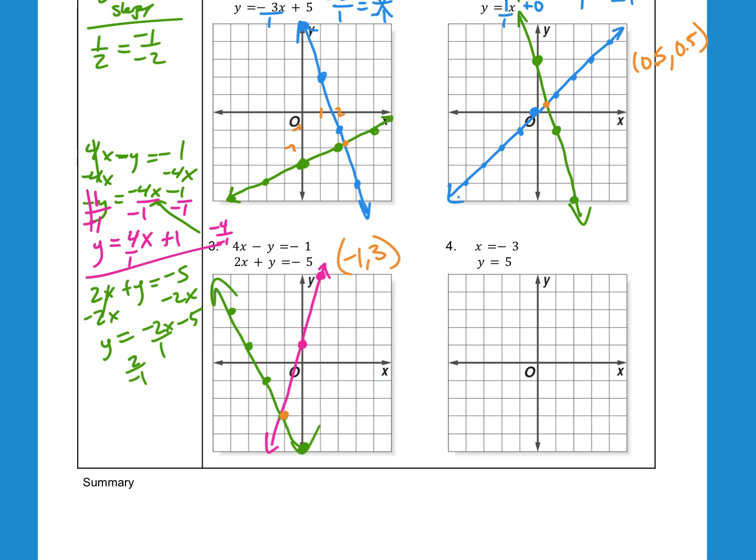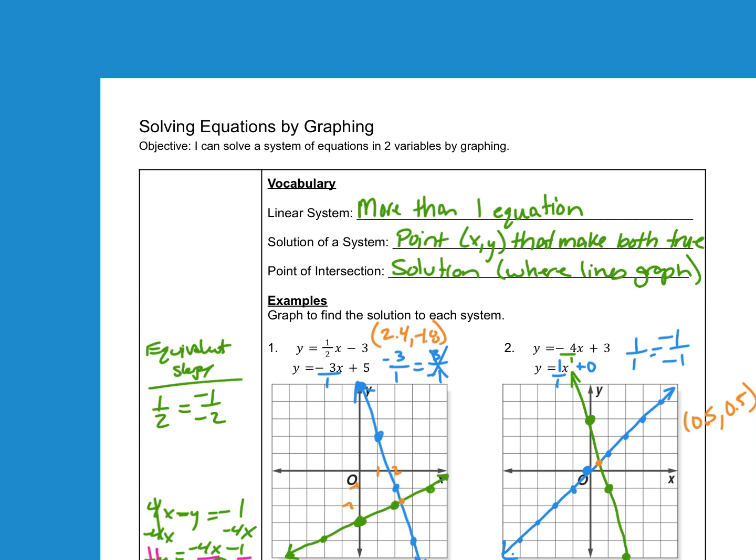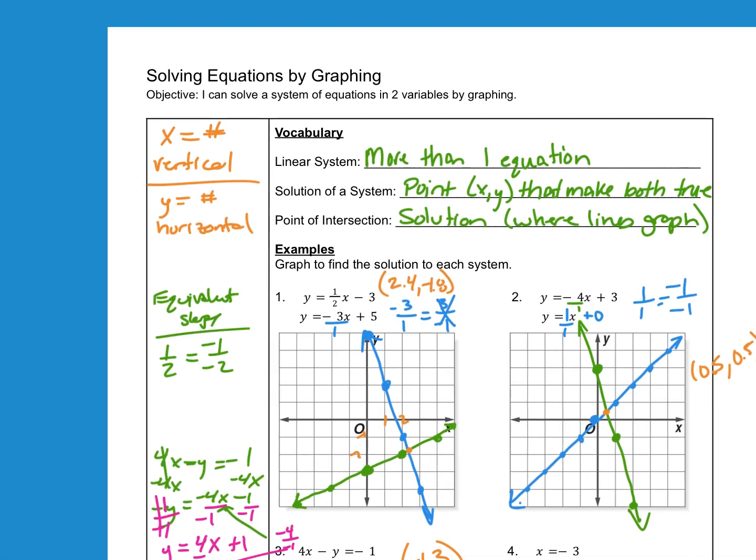For number 4, let's refresh our memory on what these two special cases look like when there's only an x or only a y. If you have some room on the left side of your paper here, we're going to write it over here. So if it's an x equals some number, it's going to be a vertical line. If it's a y equals some number, it's a horizontal line because it's only going to go through x at that number, or it's only going to go through y at that number.